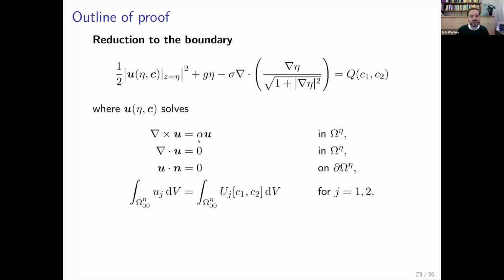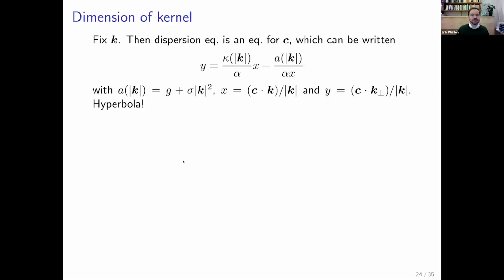So one of the conditions was actually to make sure that we don't get multiple solutions for fixed values of this. Okay, and then after that, we also study the dimension of the kernel.